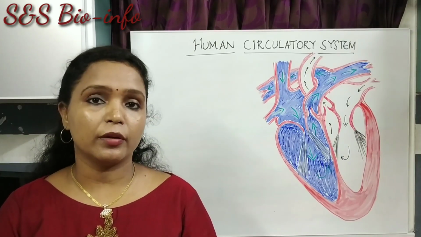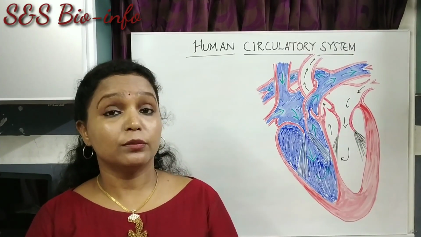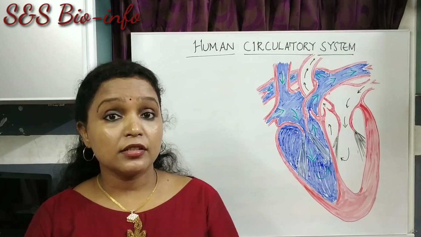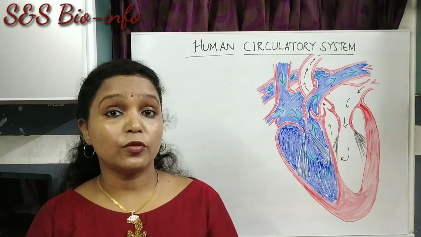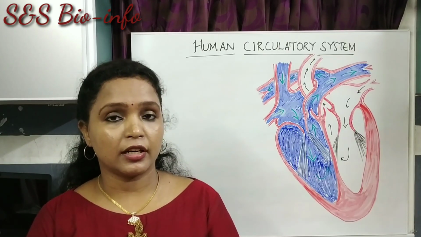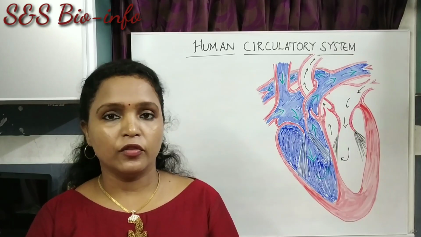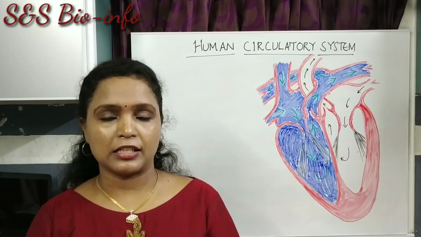Now let's learn more about the circulatory system. The circulatory system is one of the most important organ systems in the human body. It performs several functions. It not only transports oxygen and carbon dioxide, but also salts, hormones, various proteins and other dissolved substances through the blood plasma.